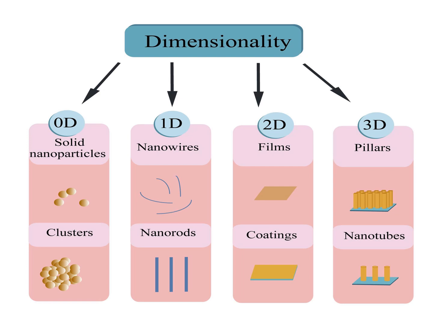For example, 0 dimensional is a solid nanoparticle; we can say these exist in the form of a cluster. Then 1 dimensional: nanowires, nanorods. 2 dimensional: film or coating. Then 3 dimensional means pillars or nanotubes.